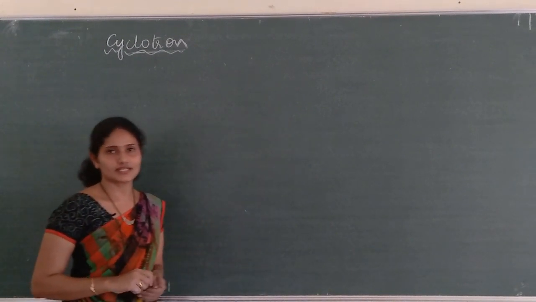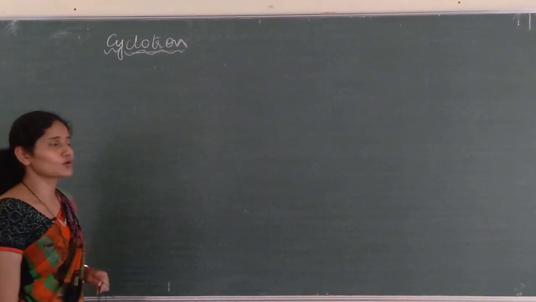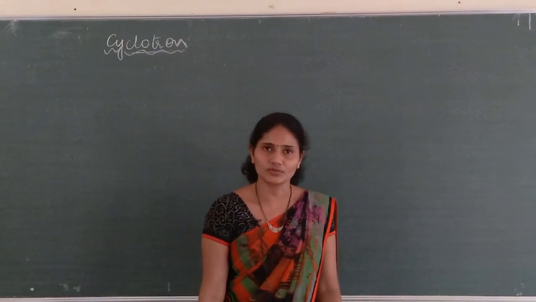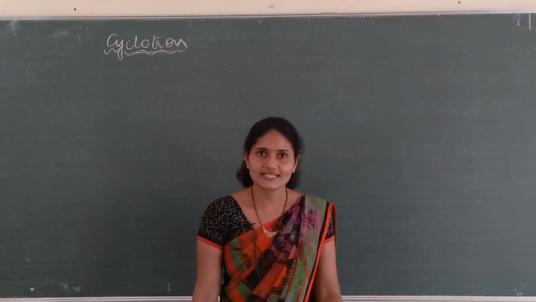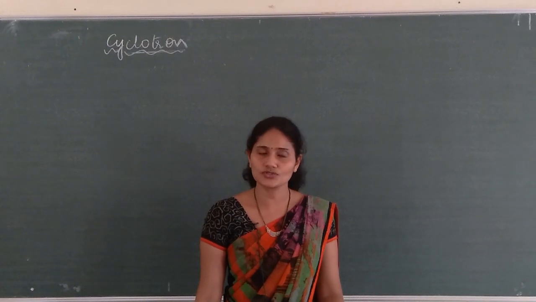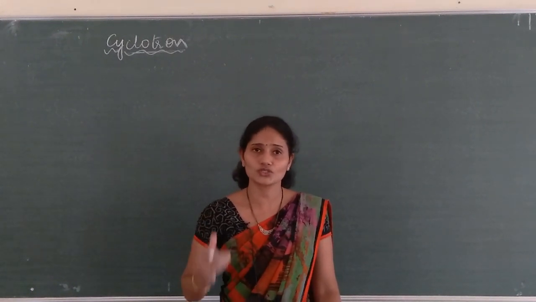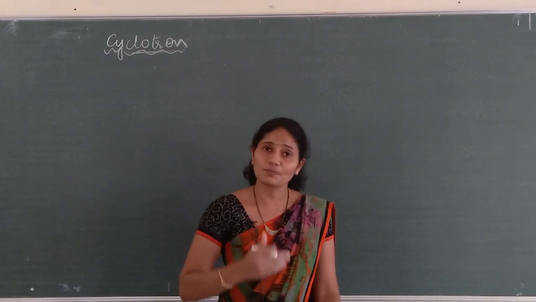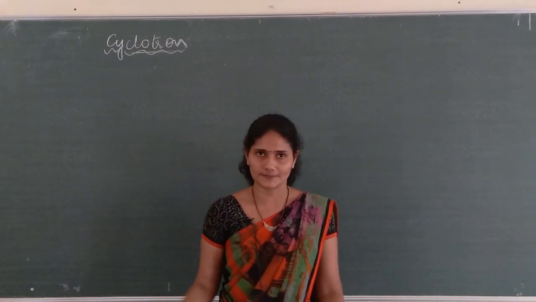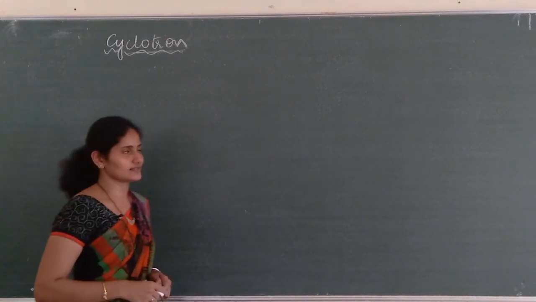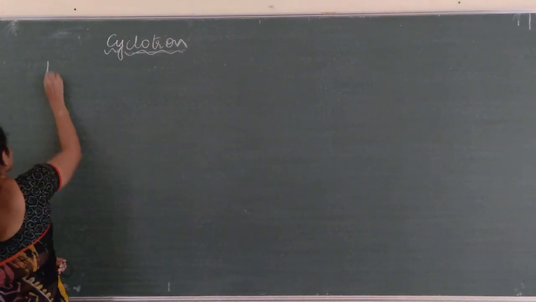Today let us discuss about cyclotron. What do you mean by cyclotron? Cyclotron is nothing but a device. It is a device and it is used to accelerate the charged particles, or it is used to increase the speed of the charged particles. Using this device we can increase the speed of charged particles. So I write the definition first.